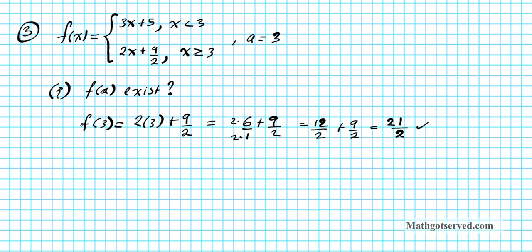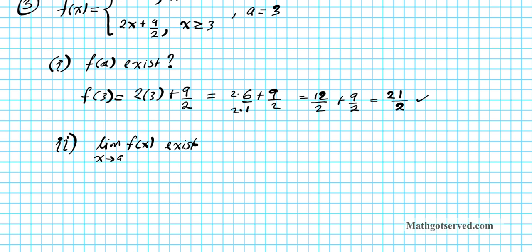So let's take a look at test 2. Test 2, the question is, does the limit as x approaches a of the function exist? All right, so we have to check the left and the right hand limit. Let's order the functions first so we know exactly what's going on where. So the a value that we're looking at is 3. To the left, less than 3, the function in place is 3x plus 5. And then to the right, we have 2x plus 9 over 2. Okay, so let's do the left hand first.